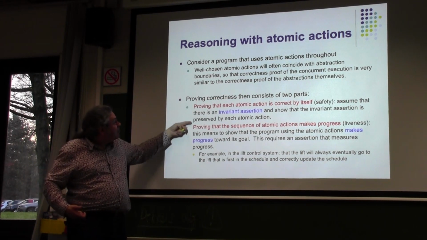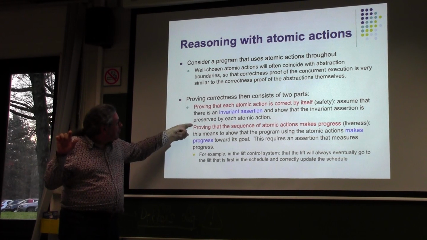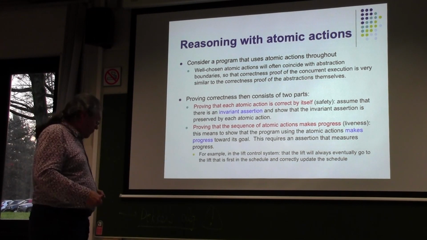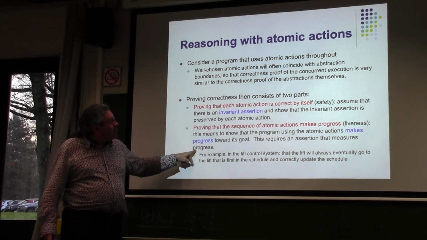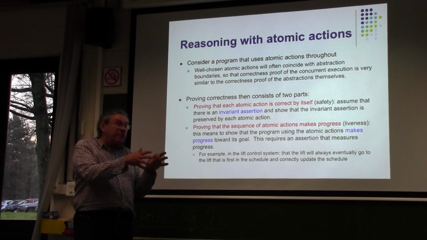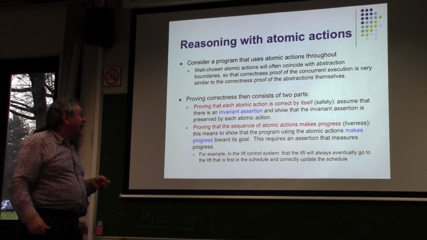So we know that the invariant will always be maintained. That's fine. But we have to prove that the program is actually advancing, that it's going forward. So we have to prove liveness. So we need some kind of a measure of progress, how much work has been done, and that number has to increase in time.